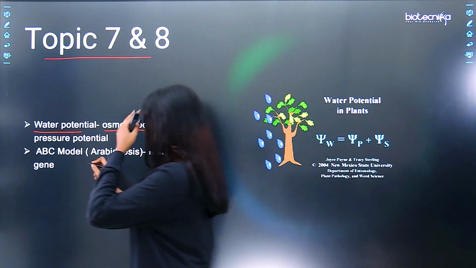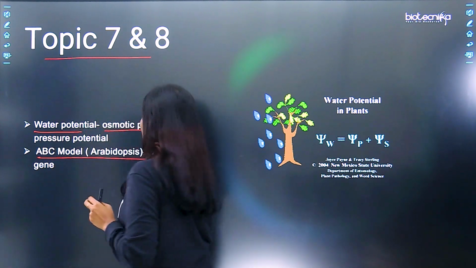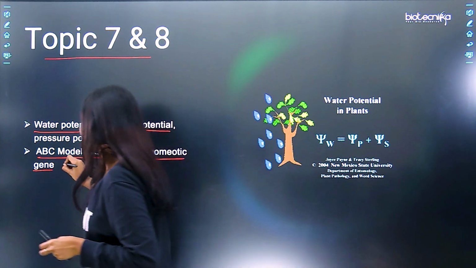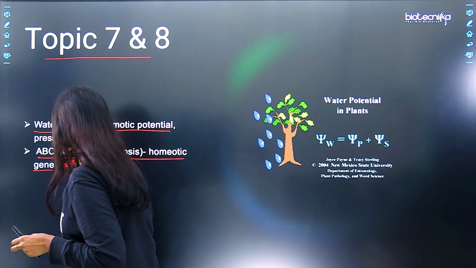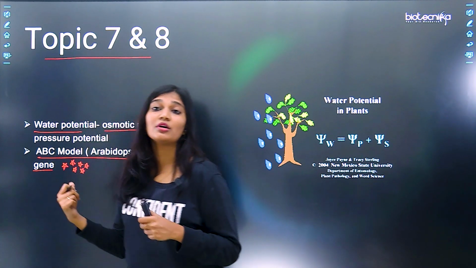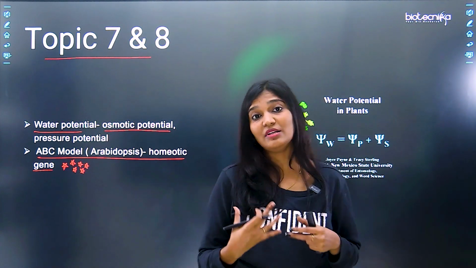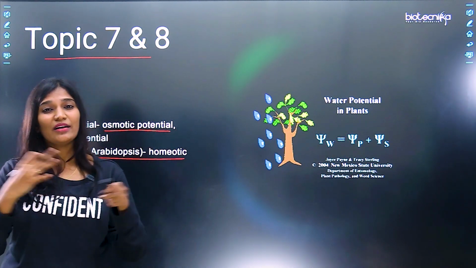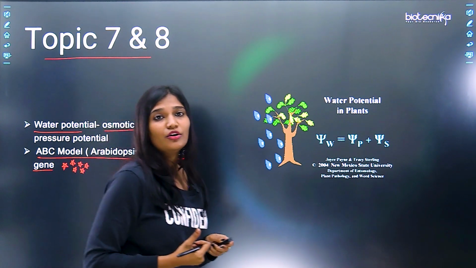The next one is the ABC model, which you can see in Arabidopsis, which is going to be the homeotic genes. This is really important. I'm telling you, this is really important. Make it a star point if you are listening to my video. So please make a star point. This is a very important one, which is the ABC model in Arabidopsis. So we'll be talking about what the genes are. Direct questions will come from this. So please stick to this one.